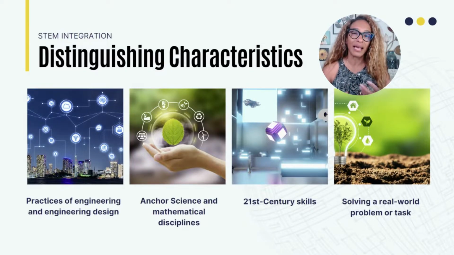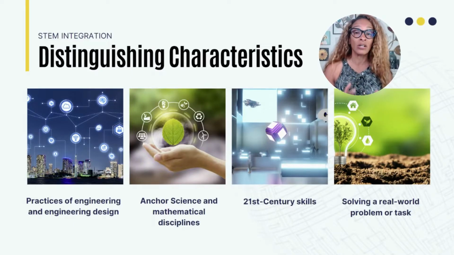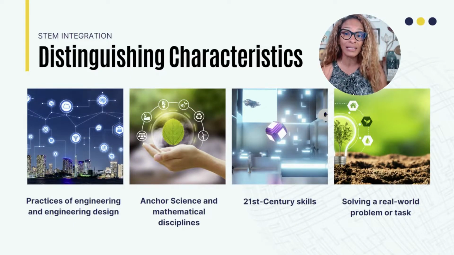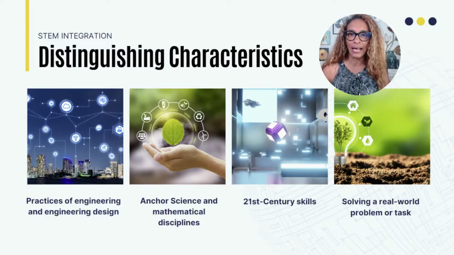And then we have the anchor science standards and mathematical discipline. We are really looking at what science knowledge is going to be needed in order to create that engineering design, and then what thinking needs to happen behind the mathematical practices in order to help develop the design.